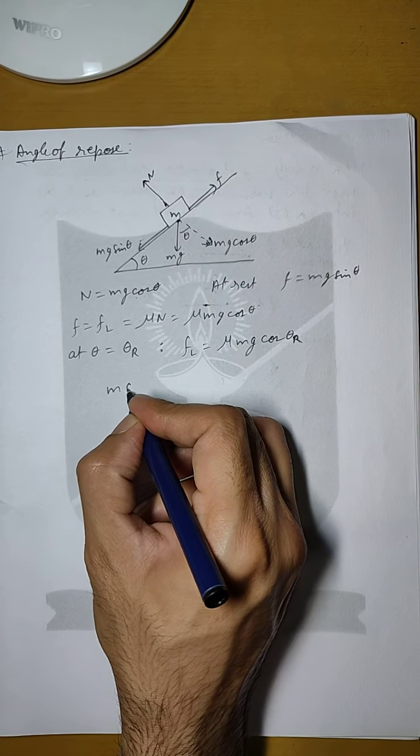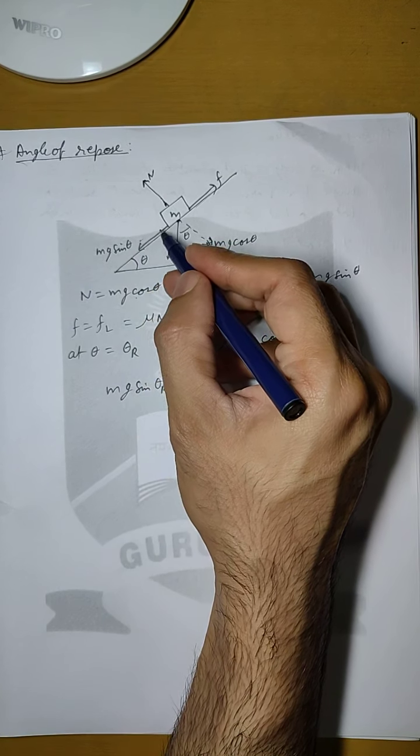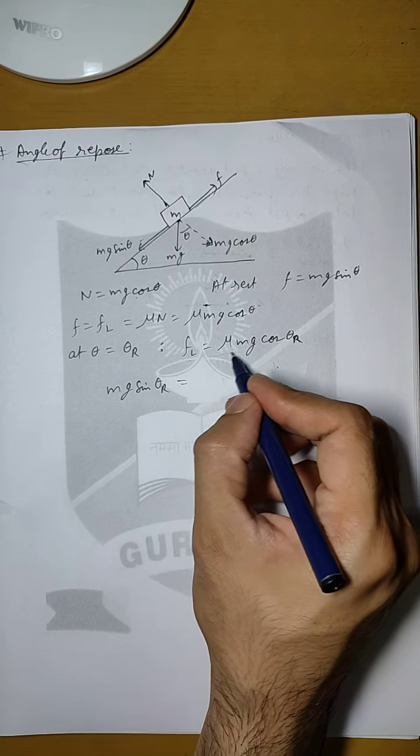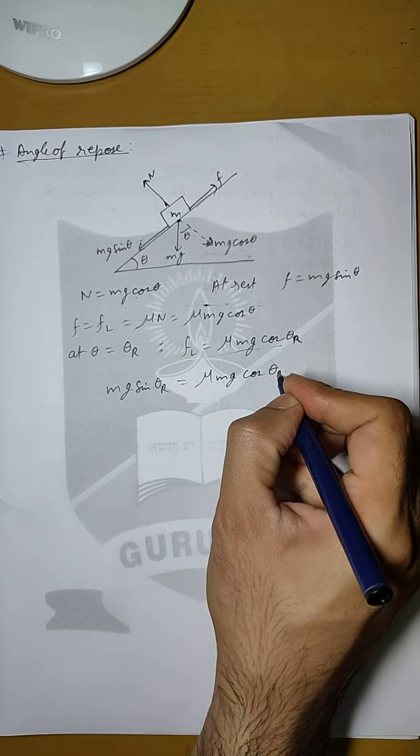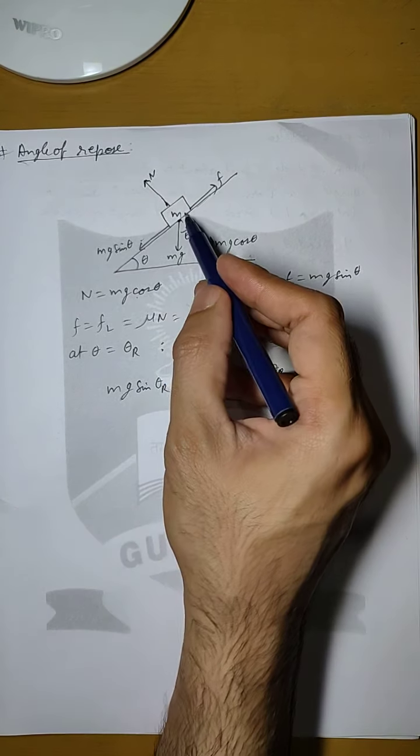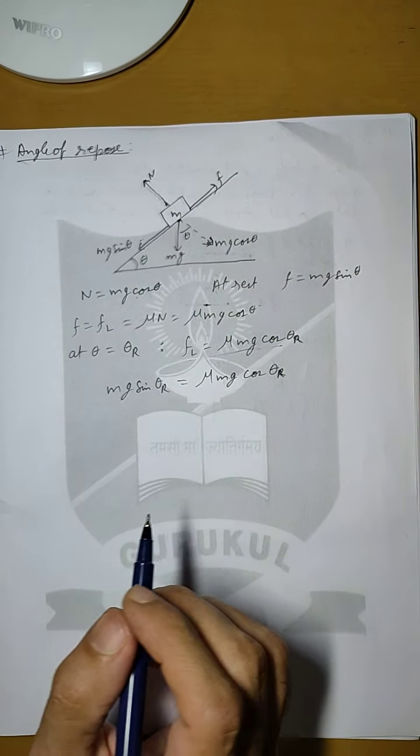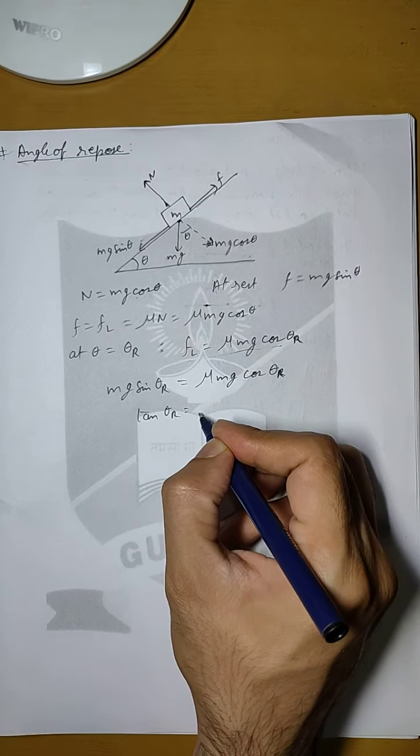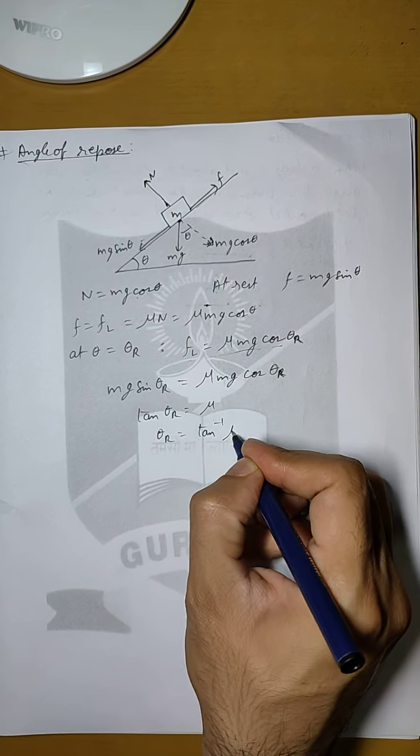So we can say that mg sin theta r, the force that has the tendency to move the mass in downward direction, becomes equal to the value of limiting friction, which is mu mg cos theta r. Now in this condition, at this value of theta, the mass will start sliding, or we can say the friction force has approached its limiting friction value. Now if we solve this, we can find that tan theta r is equal to mu, or we can say theta r equals tan inverse of mu.